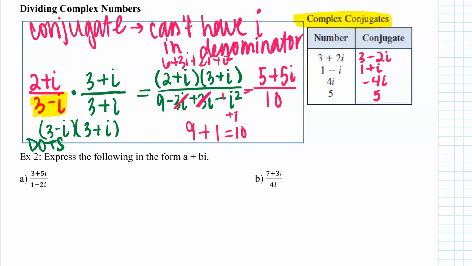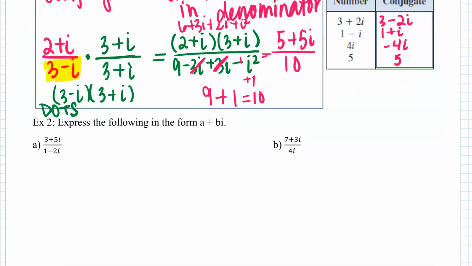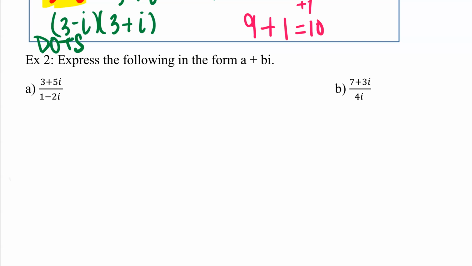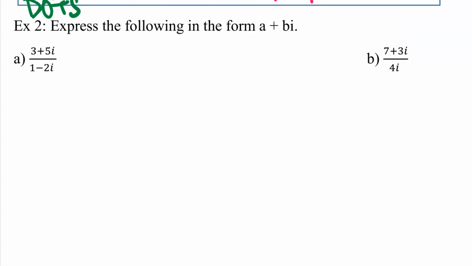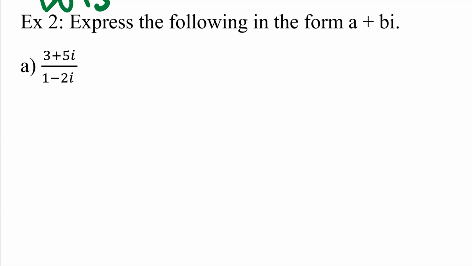So we're going to do a couple examples. So example 2, express the following in the form a plus bi. So we have 3 plus 5i all over 1 minus 2i. So we need to use the conjugate to get rid of the i in the bottom. And the conjugate is just the opposite of what the middle sign is.